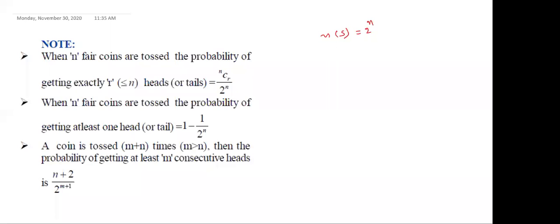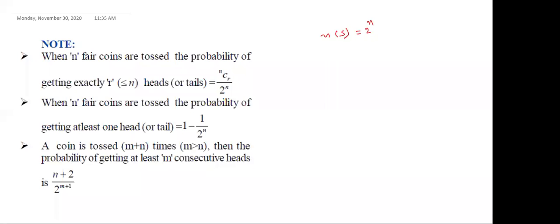N coins are tossed one time or one coin tossed n times, then n of S is equal to 2 power n. Why we got 2? In a coin, there are two results. One is head, one is tail. Students, are you understood? Right.